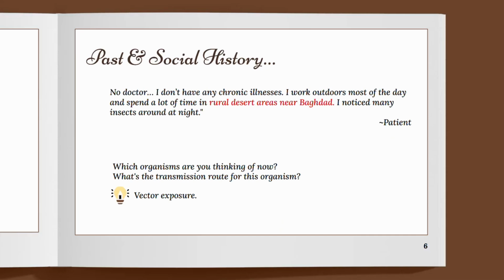So as for the past and social history, one thing that's eye-catching in this case is that the person works in a rural desert area near Baghdad, and he works outdoors most of the day, and he noticed that there's a lot of insects in the area, especially at night. So in this case, you'll be thinking of an organism or a route of transmission. Insects could be a key for a route of transmission.